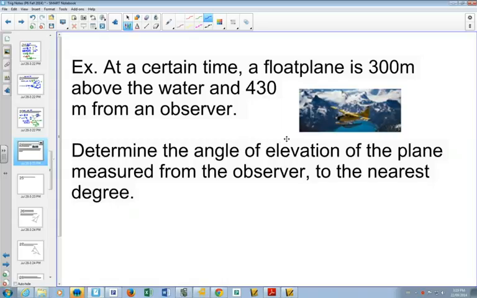And we've got a float plane that is 300 meters above the ground. So we label that. Someone is 430 meters away from the plane. So when we're drawing this out, it's going to make a triangle. Here's your plane.